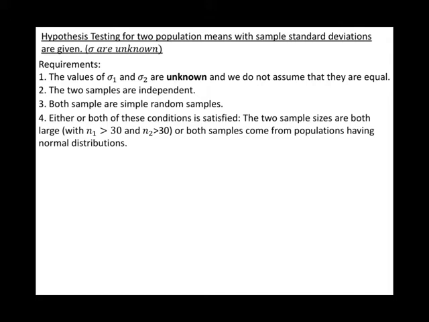So for requirement number 4, this is talking about the central limit theorem from session 6.4. Either both of the sample sizes should be really large or the original population is normally distributed.